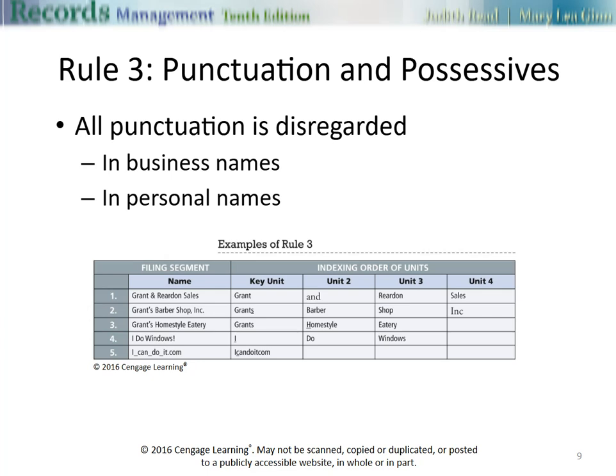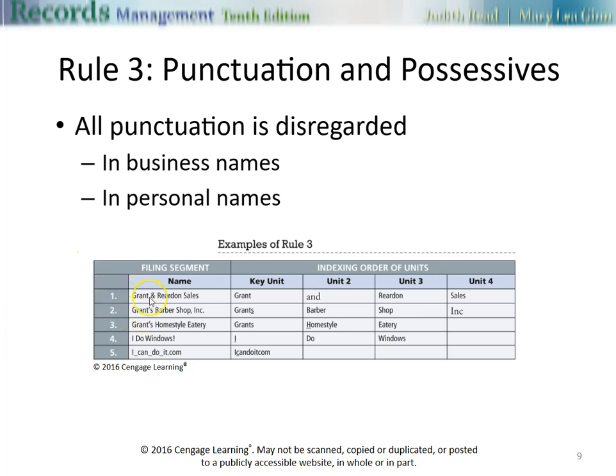Next, let's take a look at punctuation. So all punctuation and possessives are ignored. And this is a very hard rule. There are no exceptions to this. So let's take a look at number 2.